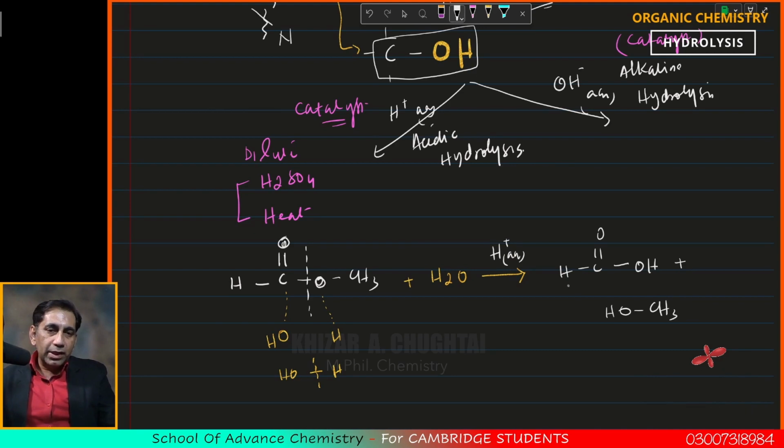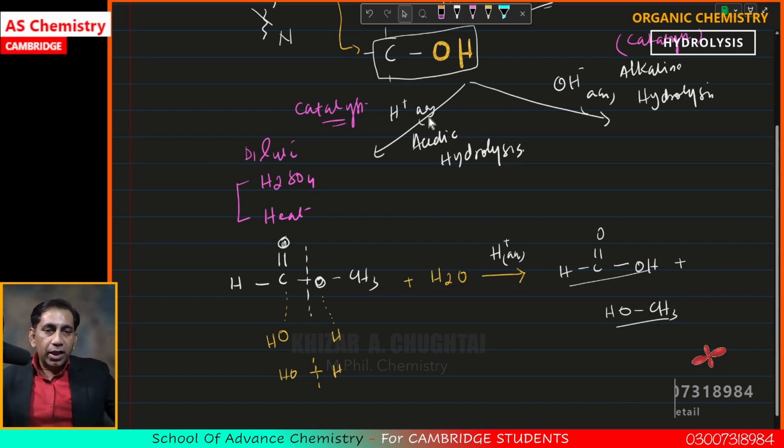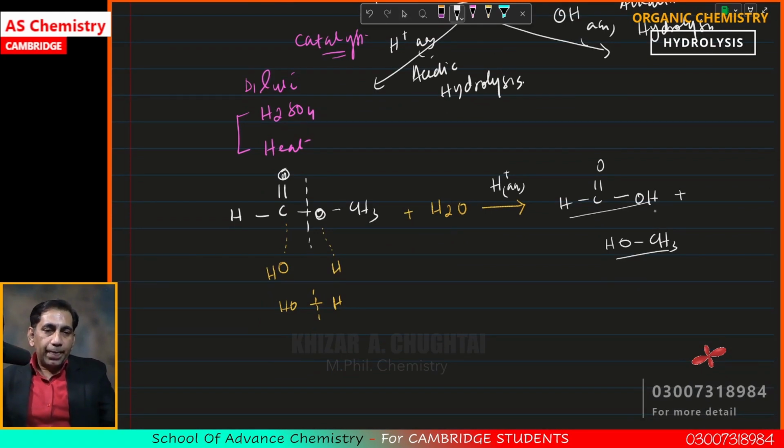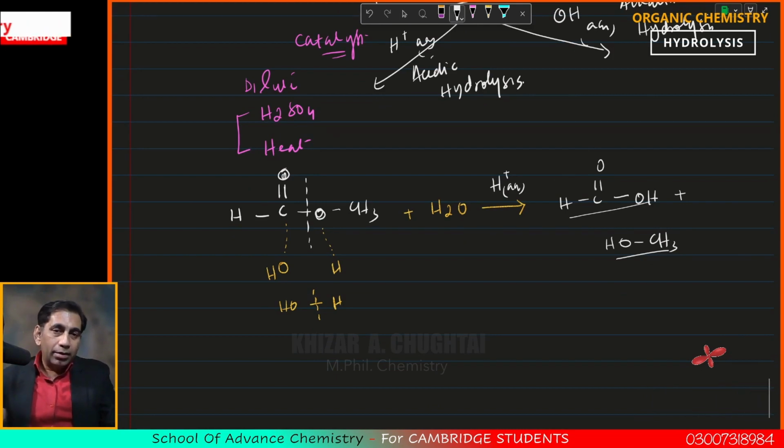So these products may react with this catalyst. Let me check once again. Step number 2, you will check whether they are going to react with H positive ion or not. So this carboxylic acid and methanol, are they reacting with H positive ion? No. These both are acid and they are not going to react with each other.